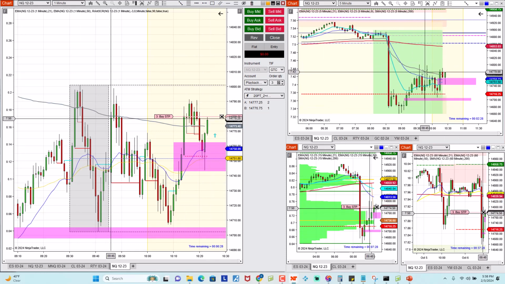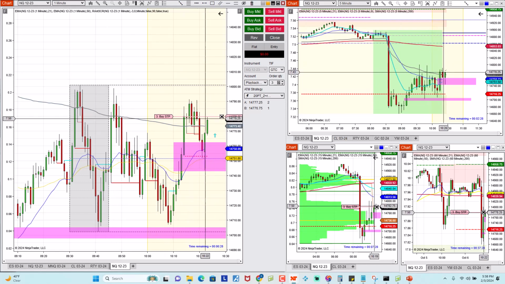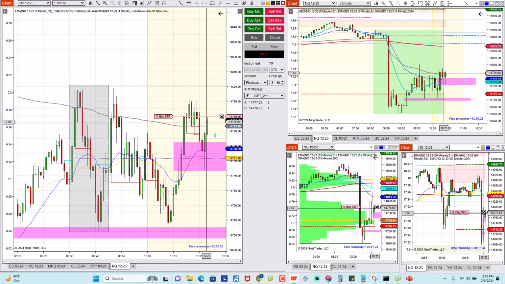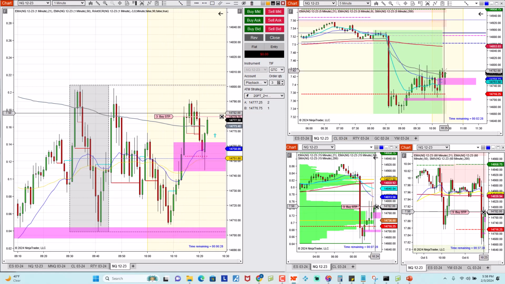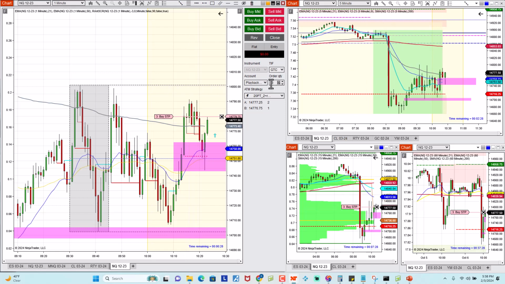At this point, we are a bit late, but some people would be okay with taking it here, because ICT traders would say that it hasn't broken structure yet, so they would wait for structure to get broken before they catch the trade, which is about to happen right now. So let's keep moving.